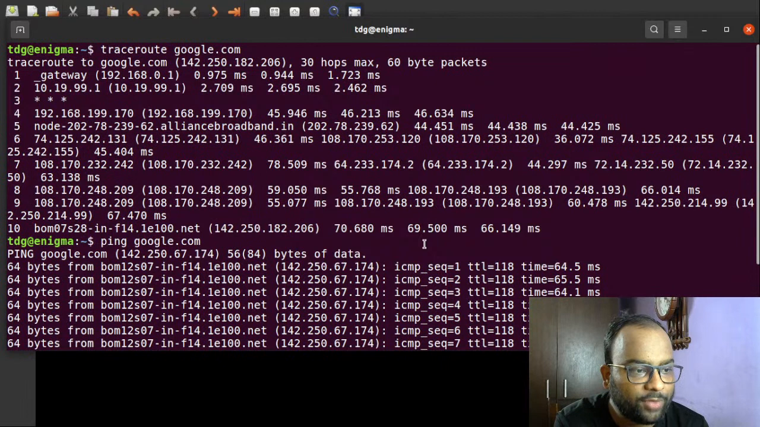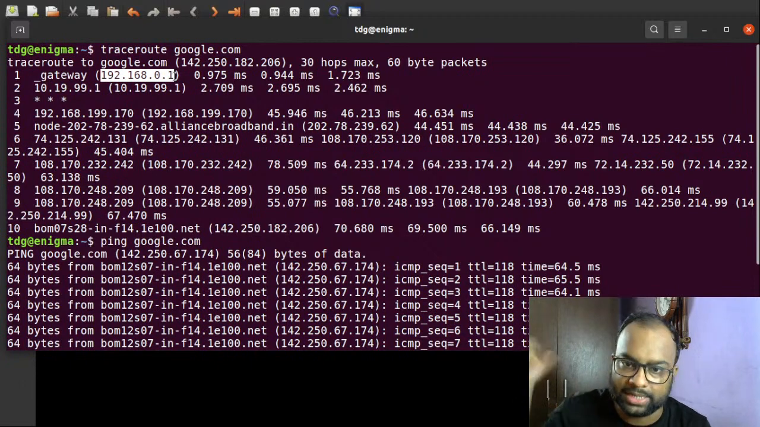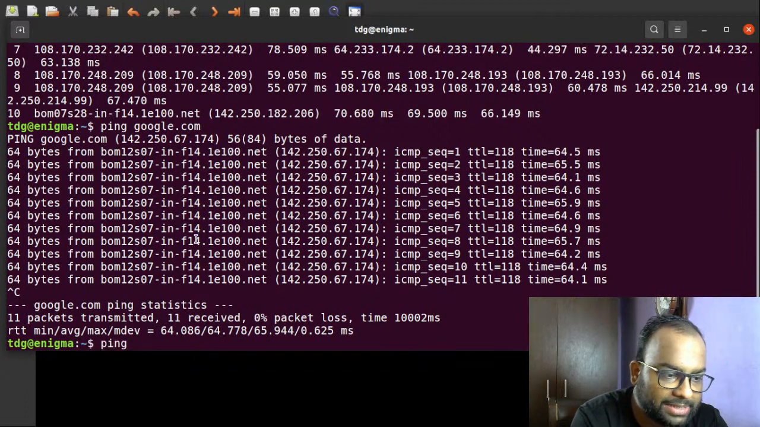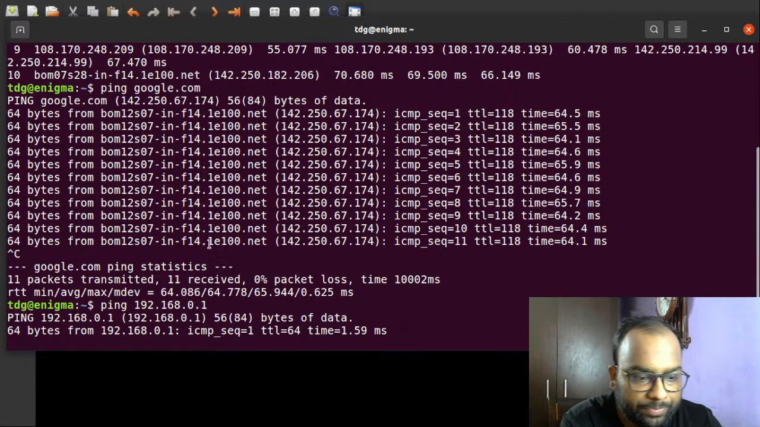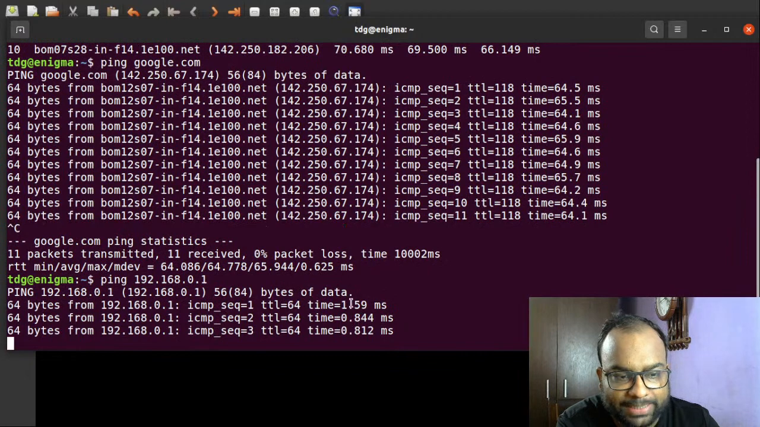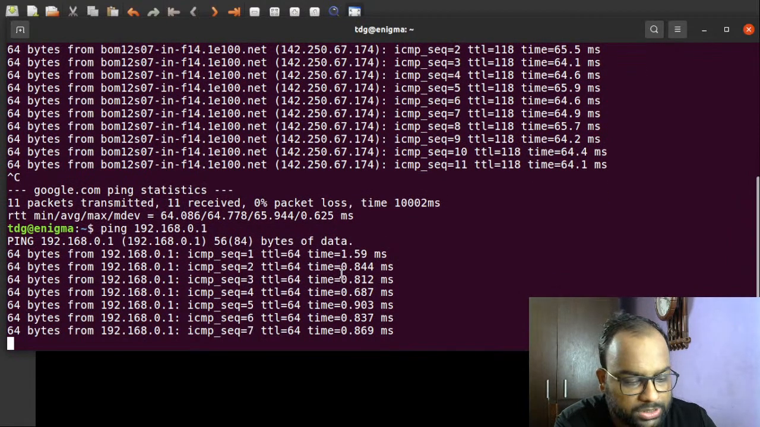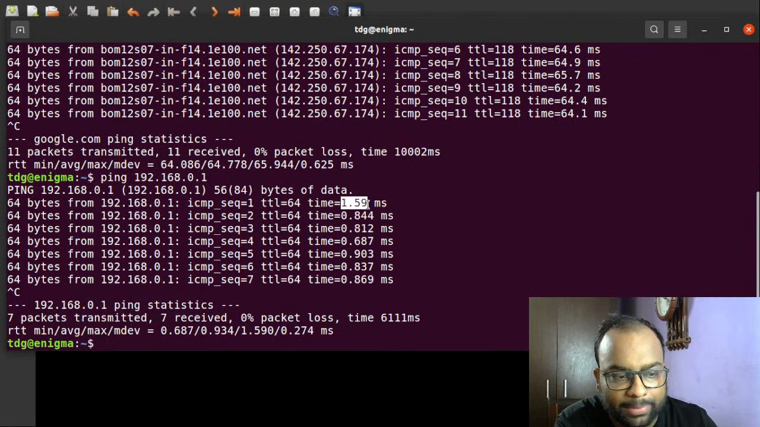Now, for example, this is my gateway. So this IP address here is my gateway. The gateway is the router, the router that is right next to me here. So now if I ping that instead, if I ping my router, you will see that it is taking significantly less amount of time, like point something millisecond.